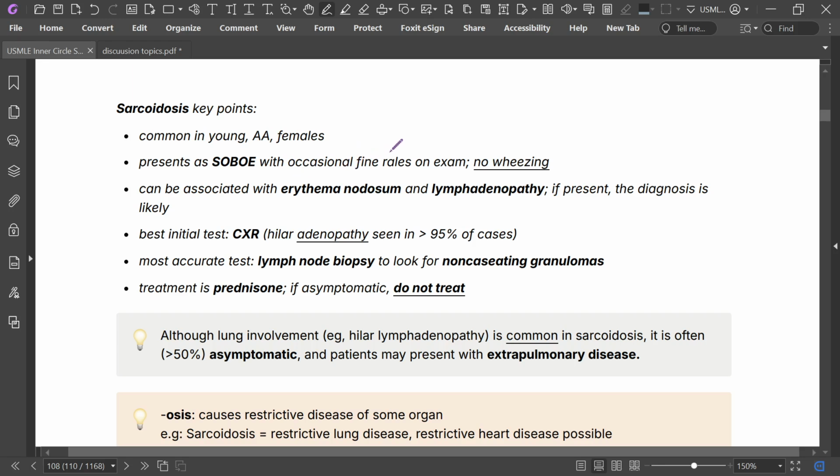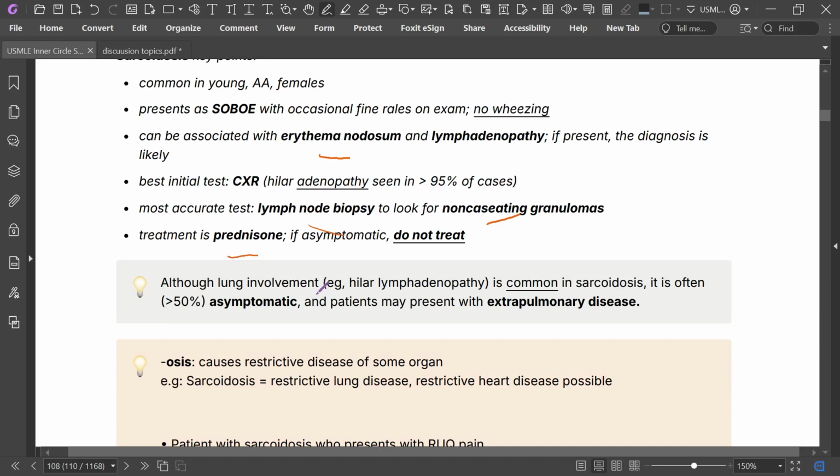with occasional fine rales on exam, no wheezing, and it can be associated with erythema nodosum. I have told you chest X-ray shows hilar adenopathy in more than 95%. Lymph node biopsy may show non-caseating granuloma, like hypersensitivity pneumonitis. Treatment is prednisolone; if asymptomatic, do not treat. Although lung involvement with hilar lymphadenopathy is common in sarcoidosis, it is often asymptomatic, and the patient may present with extrapulmonary disease.